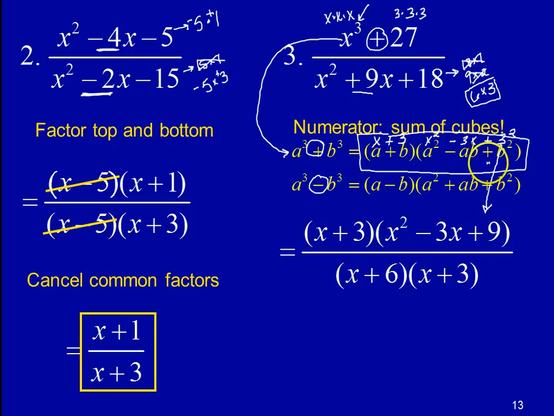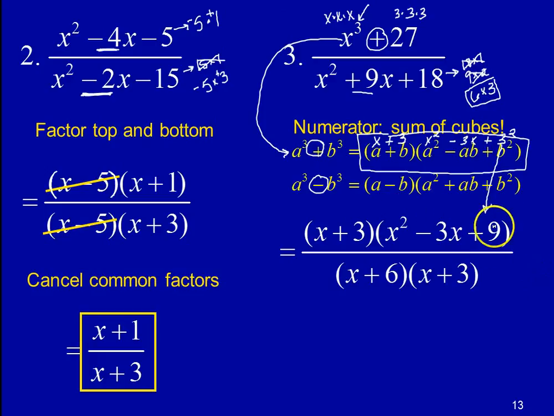And that just comes straight from that formula. Cubes always come from the formula. And again, you don't have to memorize the formula, but you got to know how to use it. And then the bottom we did a minute ago. Multiply to 18, add to 9 with 6 and 3. So x plus 6, x plus 3.